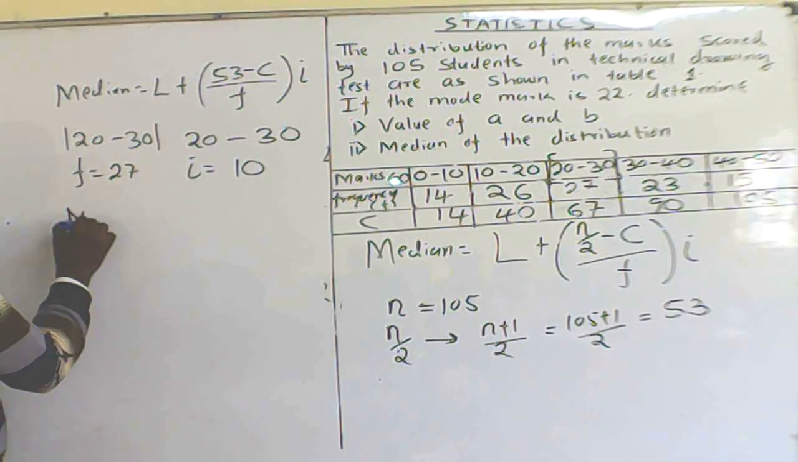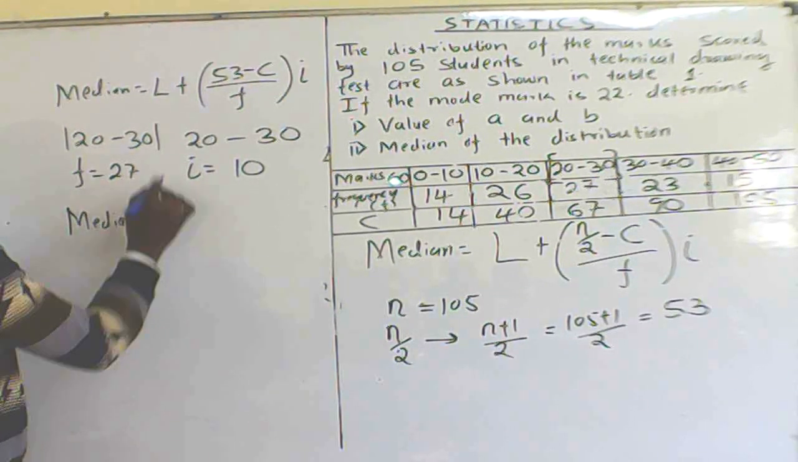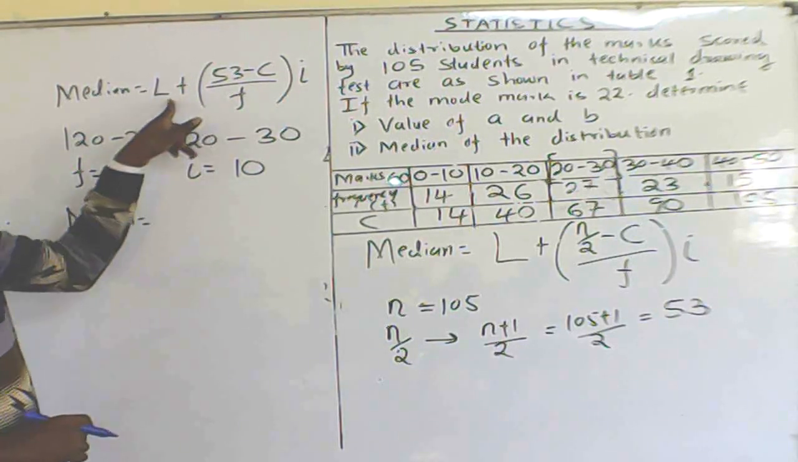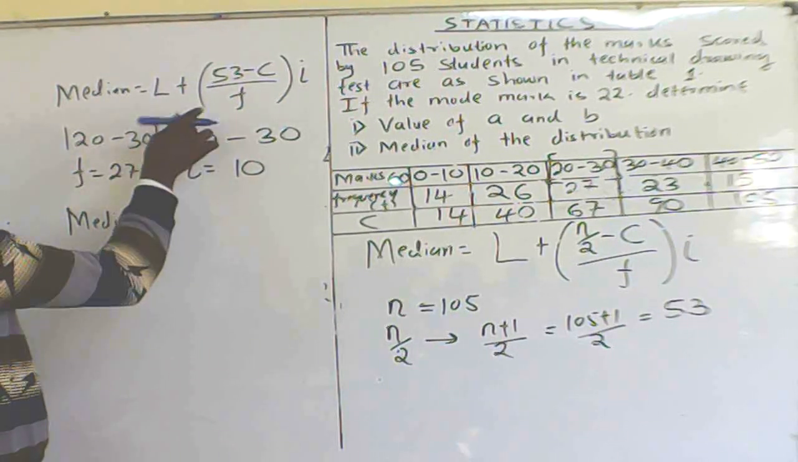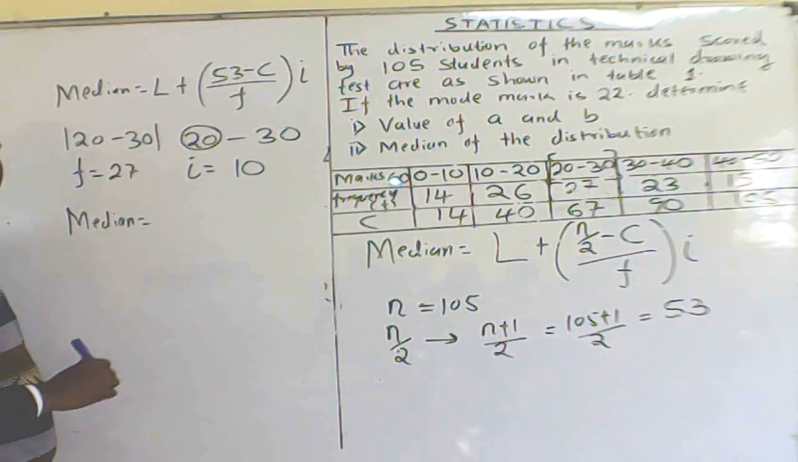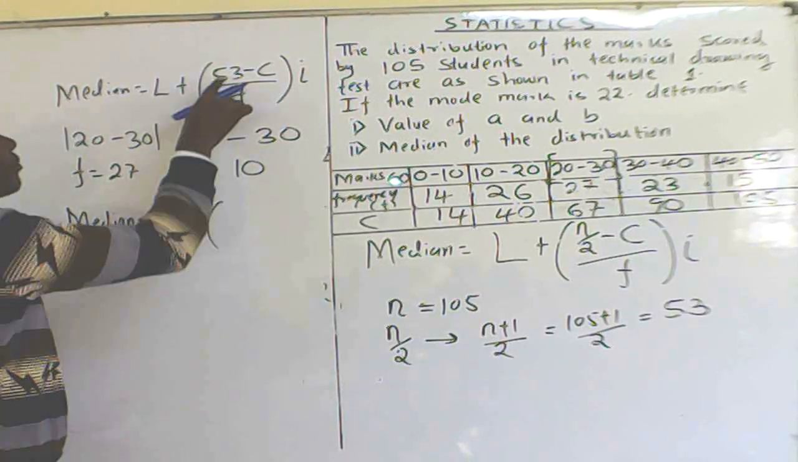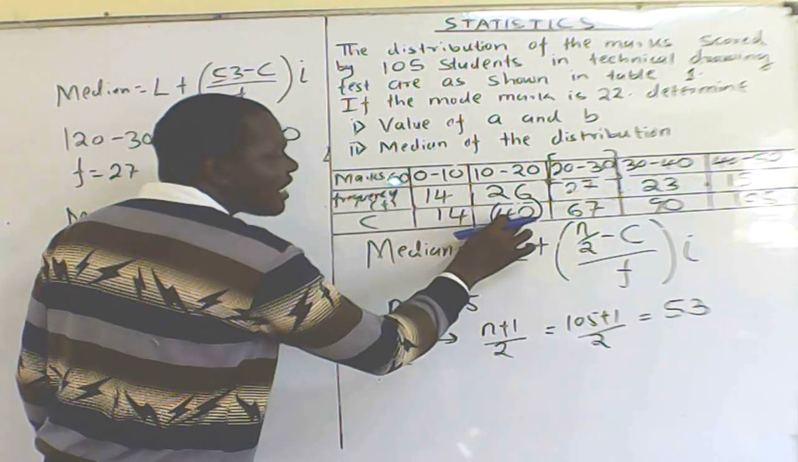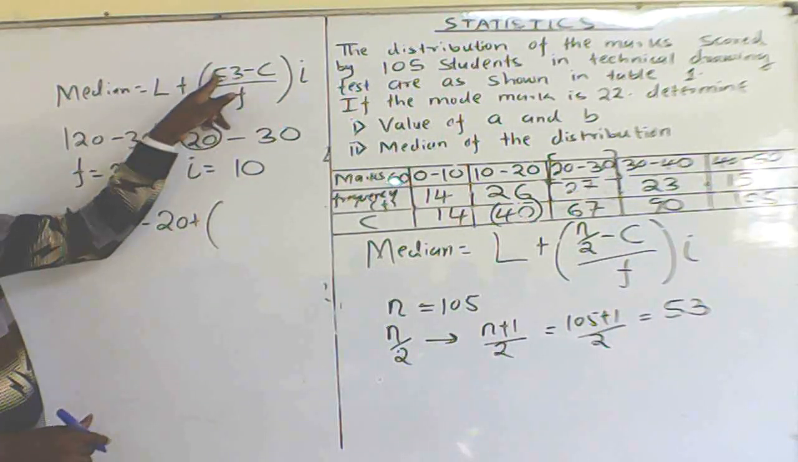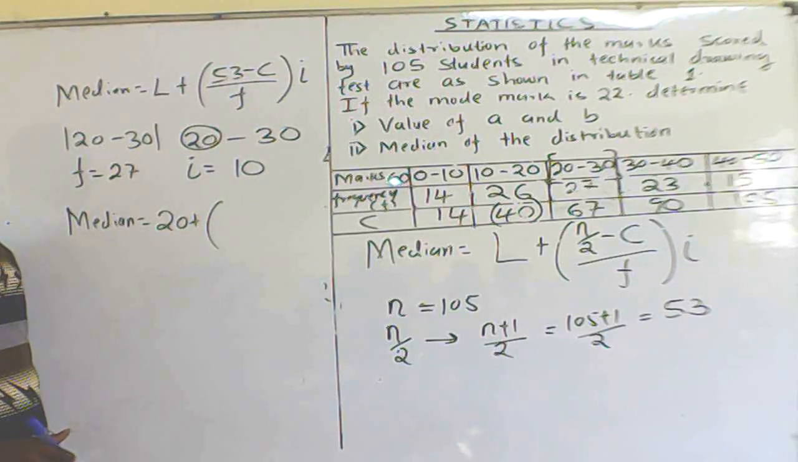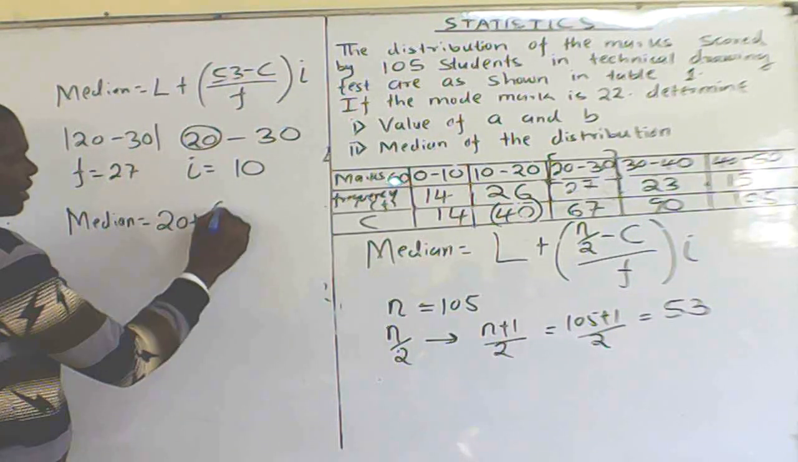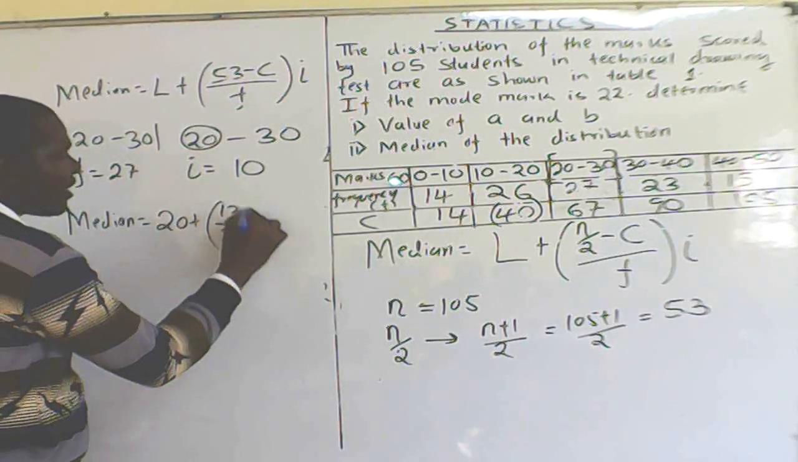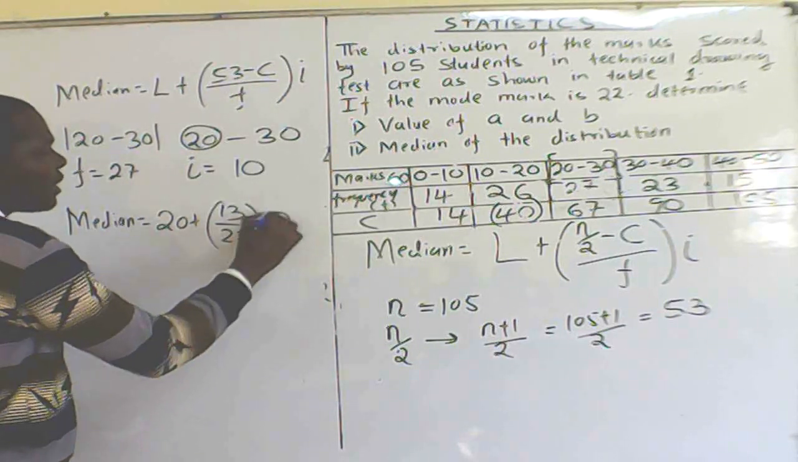Yes, so what is now the median? It is the lower class limit of the median class, isn't it? Yes. Which is? The lower class limit of the median class is 20. Then it is plus 53 minus the cumulative frequency before the median class, which is 40, isn't it? So we have 53 minus 40, which is 13. Over the frequency of the median class, 27. Then times the class interval, which is 10.